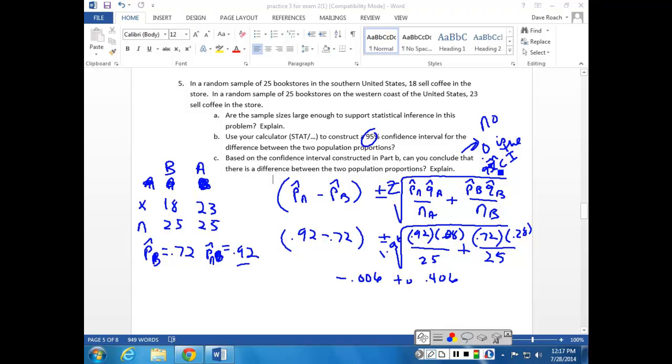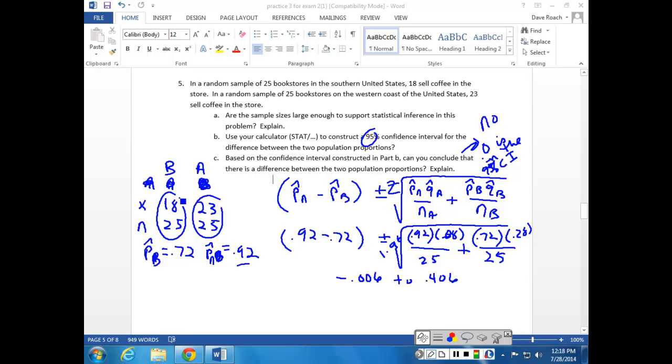Two proportions, the interval. It's option B on your calculator. And then all you have to do is enter those numbers and the confidence level. It'll have X, N, X, N, and then the confidence level.